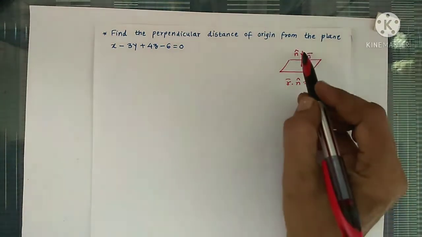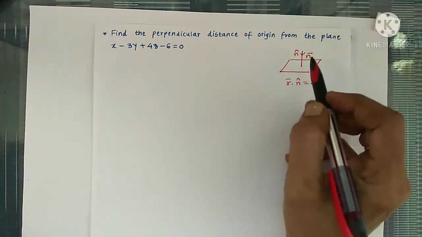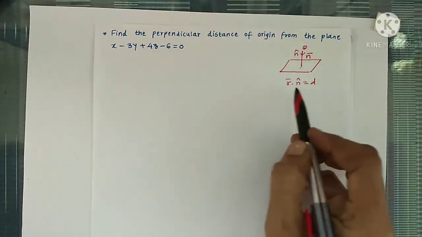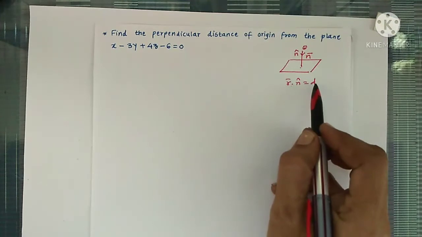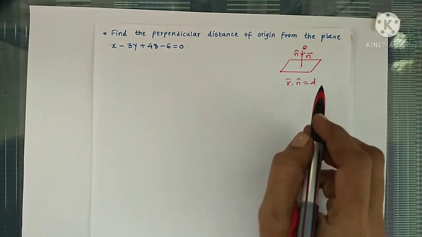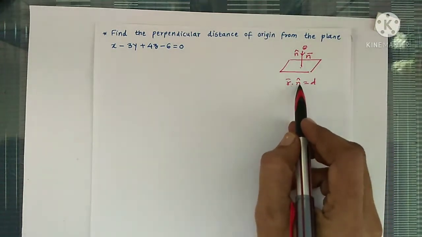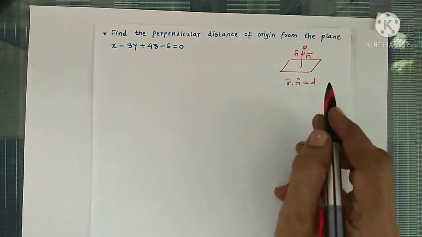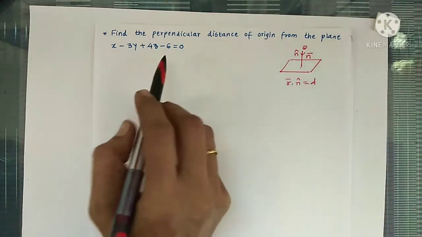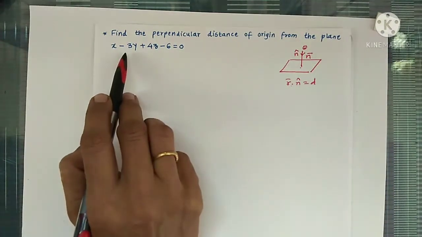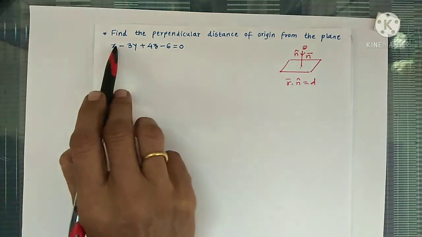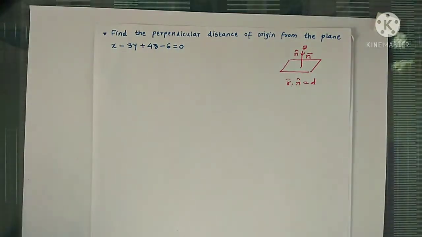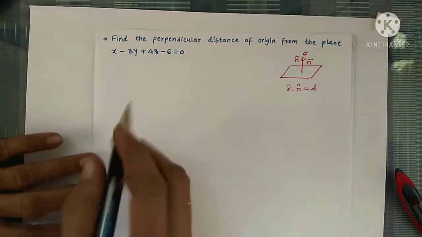If n bar is normal to the plane and the distance of the origin from the plane is d, then the equation of the plane is r bar dot n cap equal to d. This is the vector form. Now n cap is the unit normal and d is the distance of the origin from the plane. Whenever we write the equation of a plane in Cartesian form, the coefficients of x, y and z are the direction ratios of the normal.